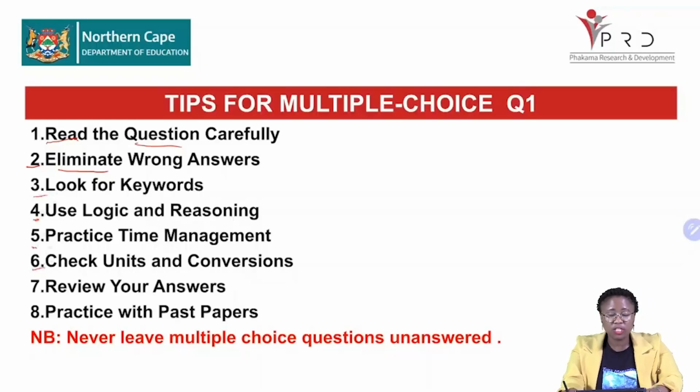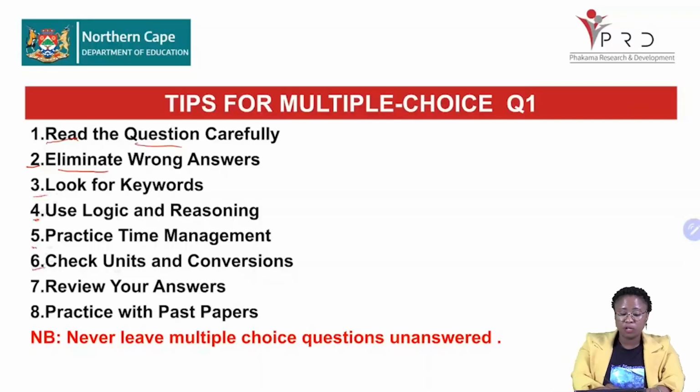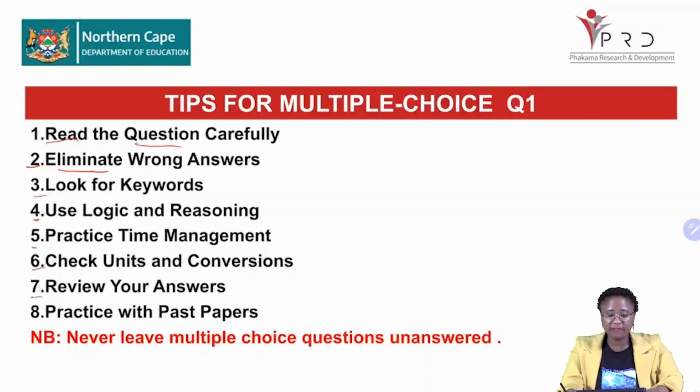Then 6, you need to make sure that you check your SI units, you check your conversions, especially when you are required to manipulate equations, or in multiple choice questions where they require you to use certain equations or certain SI units to get to the final answer. Make sure that you check those important keywords. Then 7, I want you to review your answer. As soon as you have identified the correct answer, go back and look as to whether you are really sure of your answer, you review it.